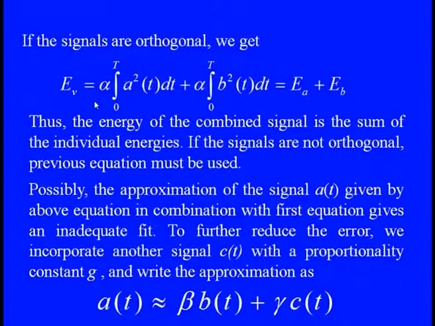So, the approximation of the signal can be given by the equation in the combination as we discussed in the first equation part, which is inadequate. So, to further reduce the error, we can incorporate another signal C of t with the proportionality constant gamma. So, A of t is almost equal to beta times B of t plus gamma times C of t, just to properly fit that part.